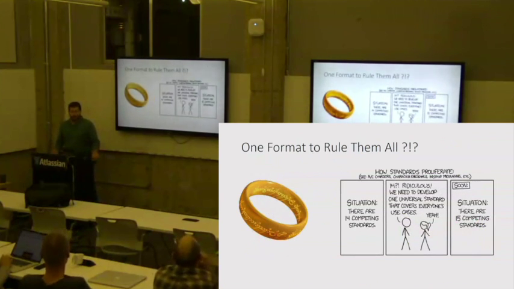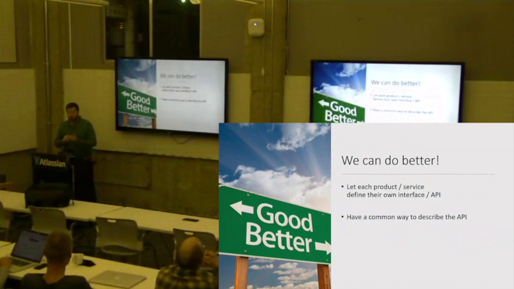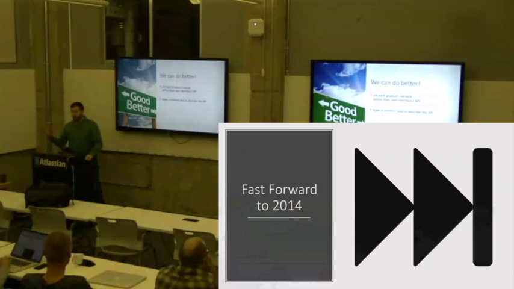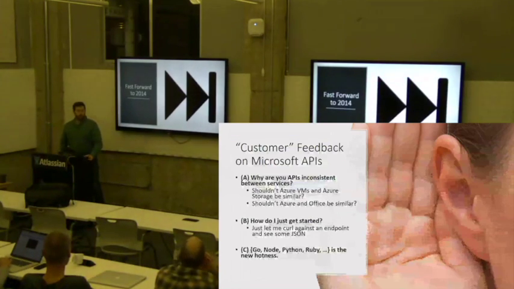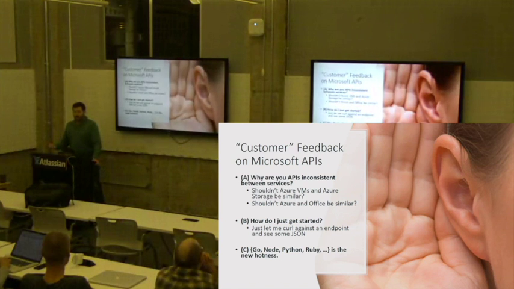And a problem that we found was this XKCD cartoon. Can folks read this one? Or are familiar with it? So every time you try to define the one API that includes everything, oftentimes you just have another standard to add to the many. And so I think a takeaway from this was that we can definitely do better. You need to strike the right balance between, as Eric mentioned earlier, the fine-grained or coarse-grained, letting each product or service define their own interface, but then having a common way to describe that.